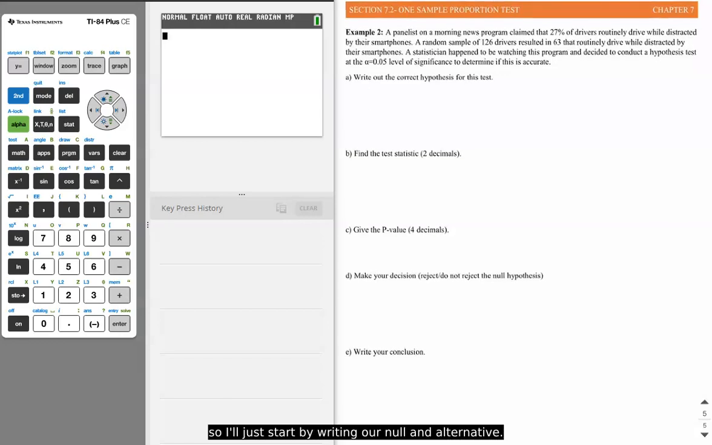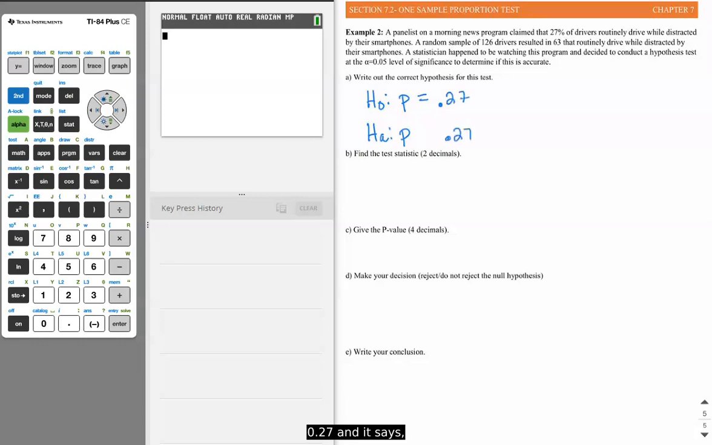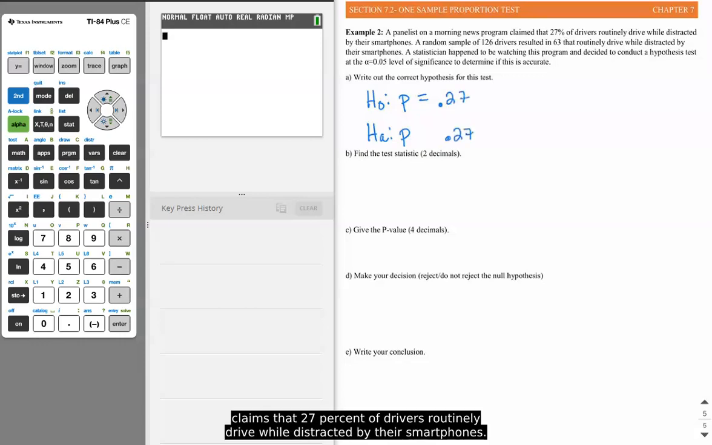So I'll just start by writing null and alternative, okay? So it claims, and we're talking about a proportion, so I'll write p. The null should always be equal to, and it's claiming 27% of drivers. Now, 27% is a decimal, so 0.27. It claims that 27% of drivers routinely drive while distracted by their smartphones. So then it says they decided to conduct a hypothesis test at the alpha equals 0.05 level of significance to determine if this is accurate.